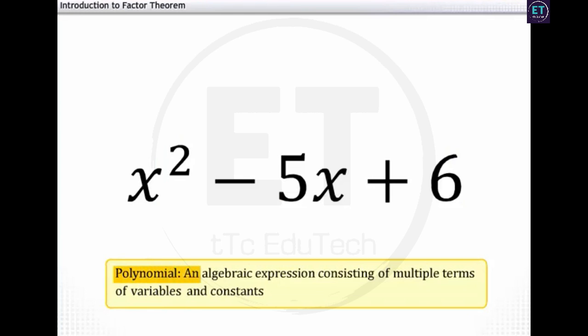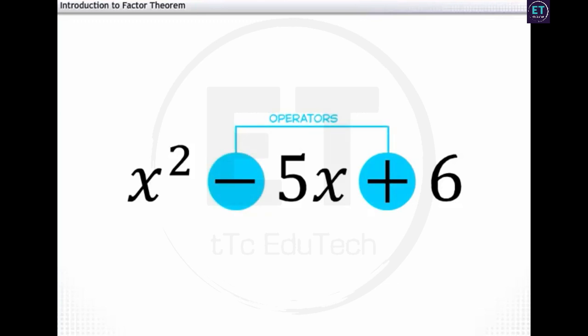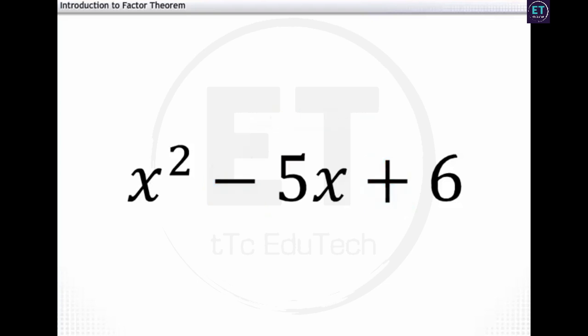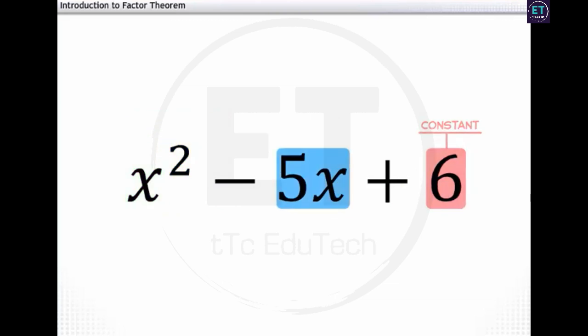A polynomial is an algebraic expression consisting of multiple terms of variables and constants. These terms are combined by using mathematical operators, addition, subtraction, and multiplication. The exponents of variables must be whole numbers. A term can be a variable, a constant, or a product of the two. A real number that precedes the variable is called the coefficient.